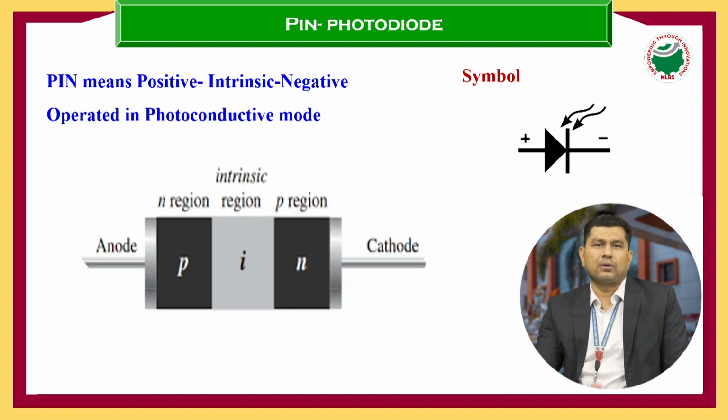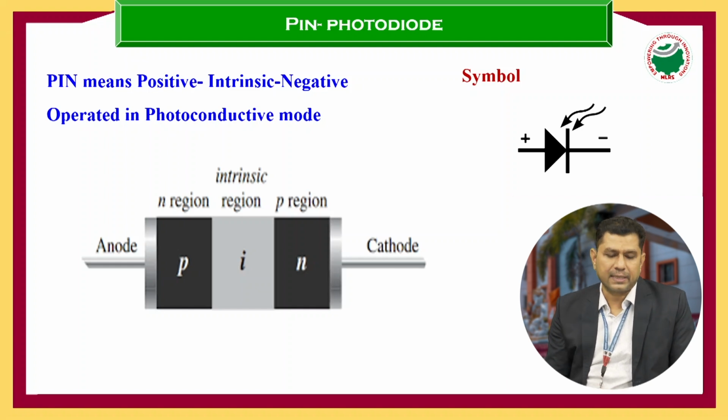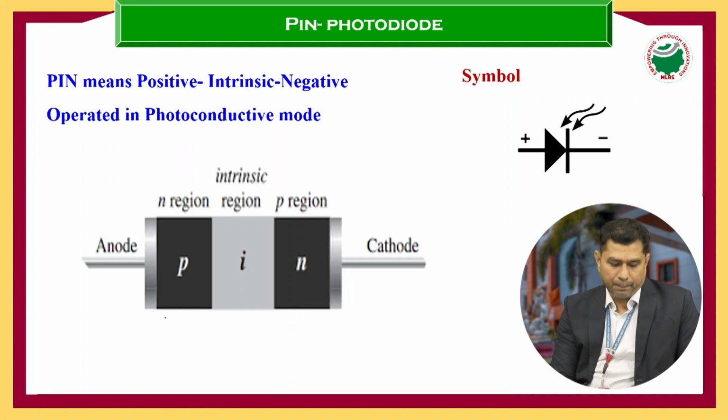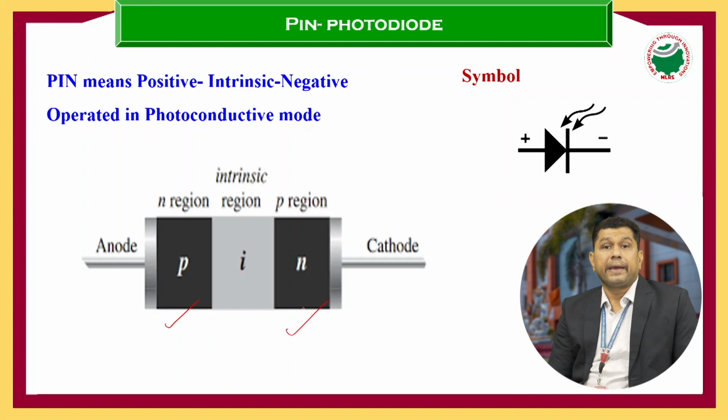Under photodiode, we have two topics. One is the PIN photodiode, another is the avalanche photodiode. In this session, we will discuss the PIN diode and the avalanche photodiode. Basically, what is a PIN diode? A PIN diode consists of a p-type semiconductor and an n-type semiconductor. In between the p-type and n-type semiconductors, we insert an intrinsic layer.